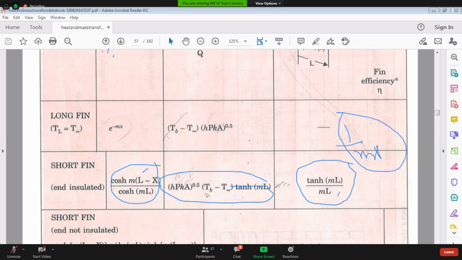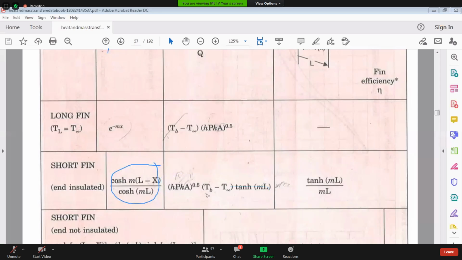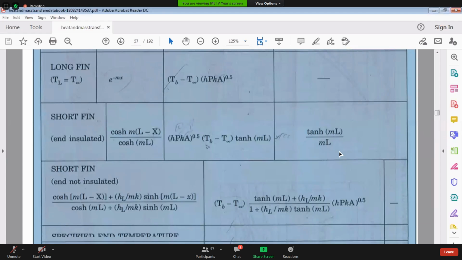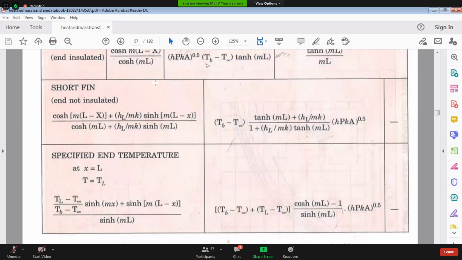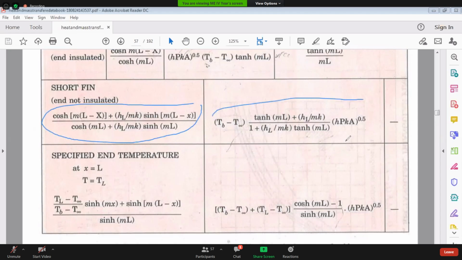That means my intention is don't need to remember everything. You need to know the procedure. When the problem is given, you understand the problem. You try to identify the equation. Just note down the equation. Just copy this equation and do it. See, this is the short fin which end is not insulated. This is the equation I said to attain it, and this is the equation for the heat transfer. These three equations are essential in fins.